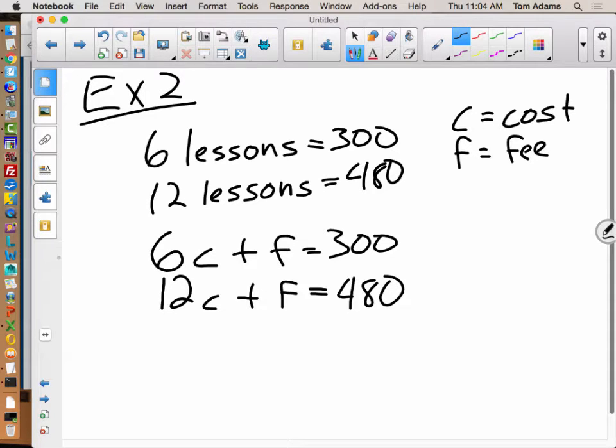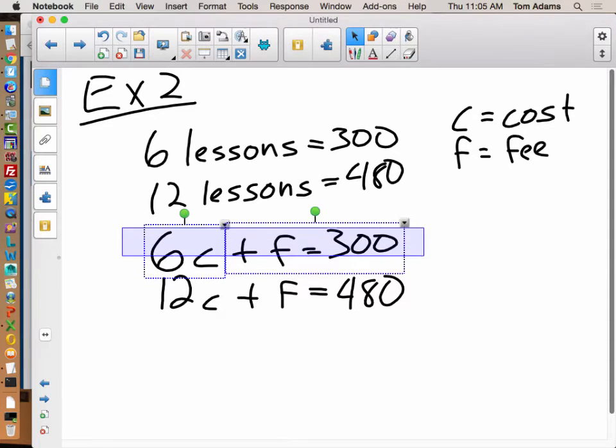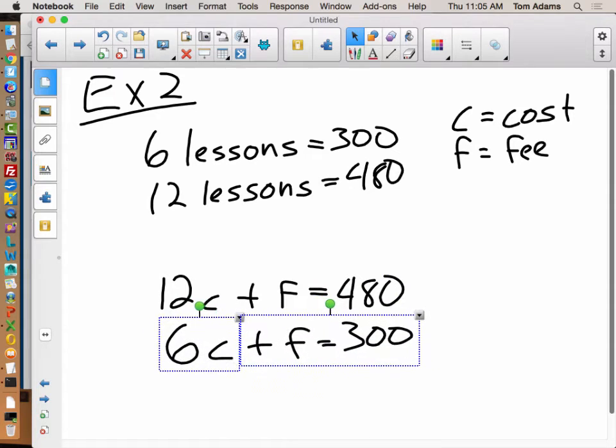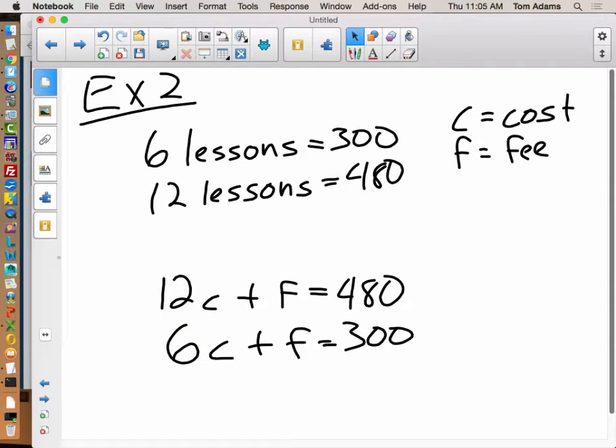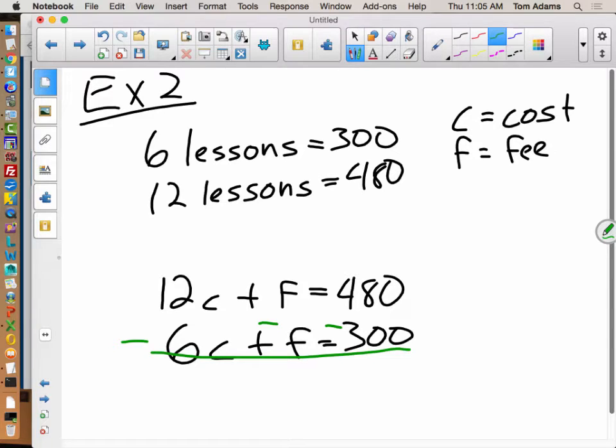Now this one's real easy to solve. We could do substitution or elimination. I'm going to do elimination, but I'm going to do this, okay? I'm going to take this first equation and put it on the bottom, but I'm going to subtract it. So if I subtract this, I'm going to subtract 6C, I'm going to subtract F, and I'm going to subtract 300.